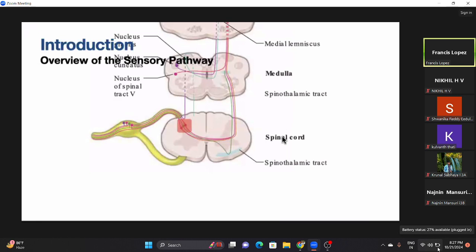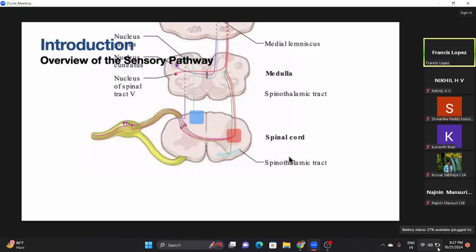Different types of sensory information travel in different pathways towards the brain. The pain and temperature sensation travel in the spinothalamic tract, whereas proprioception travels in the dorsal columns. So there are different sensory modalities. One is pain and temperature sensation, which travels in the spinothalamic tract, and the other is proprioception, which travels in the dorsal columns, as you can see there in the animation.